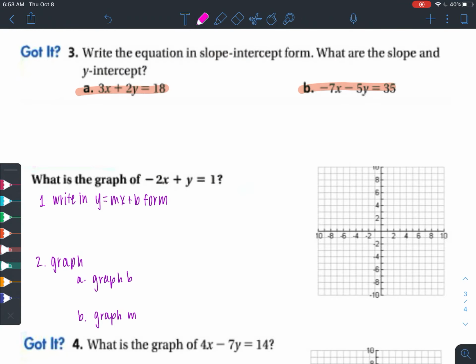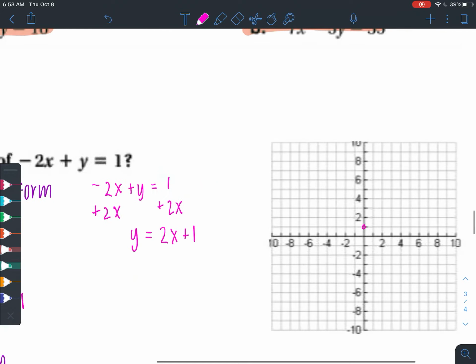Okay, so I'm going to write my equation down here just so I have it. All right, and I want to solve for y, so I'm going to add 2x to both sides. So we get y equals 2x plus 1. Okay, so there's step 1. Step 2 is graph. So b is this value, the second value, so that's 1. We're going to graph 1 first on our graph. So here is the intercept at 1.